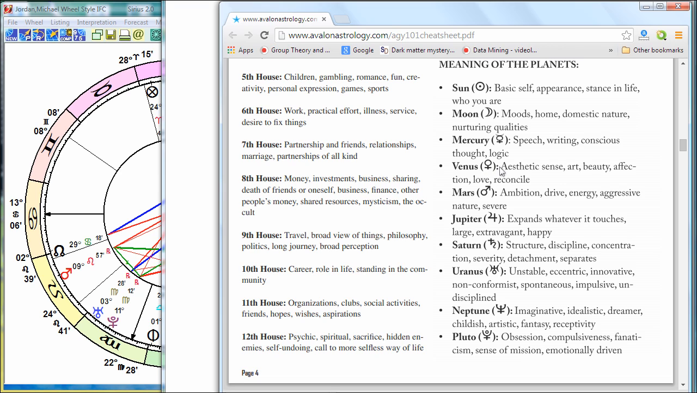What if Venus, let's do an example. What if Venus is in the 7th house? What does it mean? Even if you've never done any astrology before, you can start to interpret it. Venus is the pretty girl. It's beauty, it's attractive, aesthetic sense, it's feminine, it's smooth, it's harmonious.